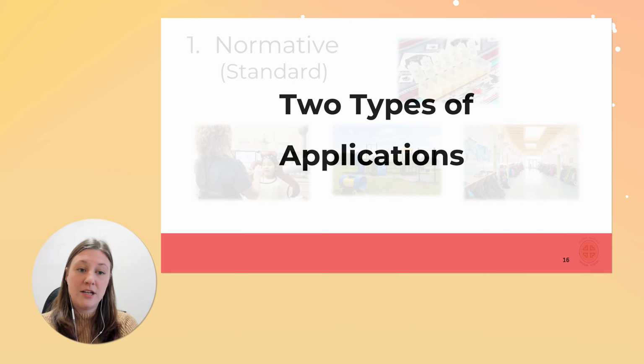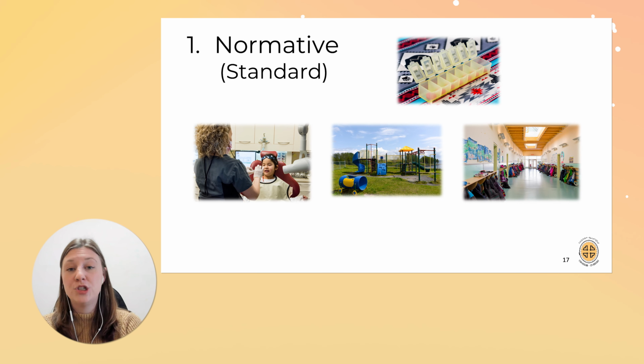There are two types of applications. The first are applications that are normative. So these are for services and products that are pretty standard. And standard means the basic level of care that is expected for all Canadian children. So things like public health care, medication, education, community services, and activities. The basic level of healthcare and services for children. And you can apply for these products and services when there's a gap. Again, a gap could be time, funding, or a human resource.